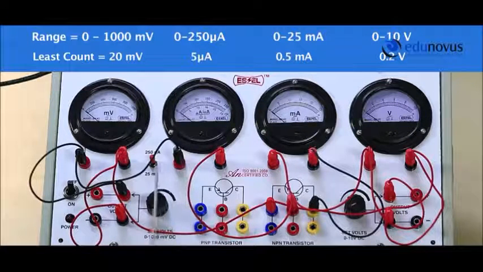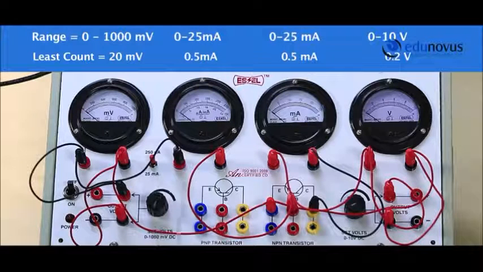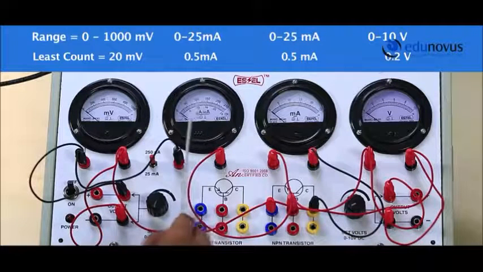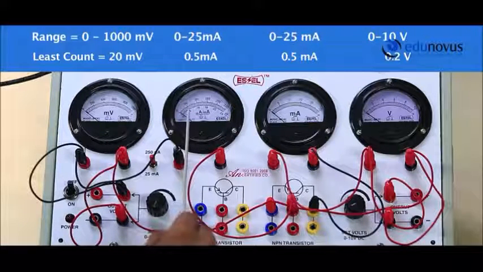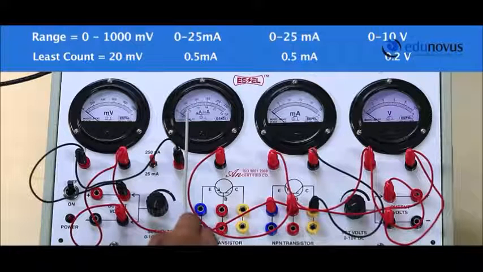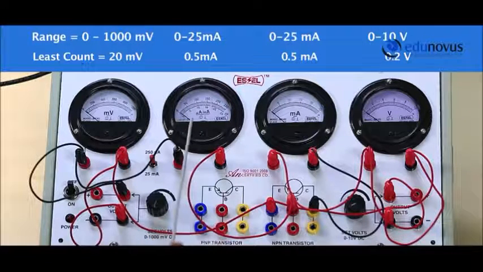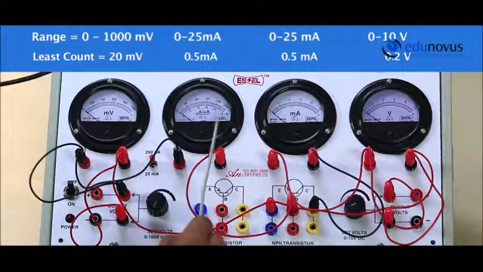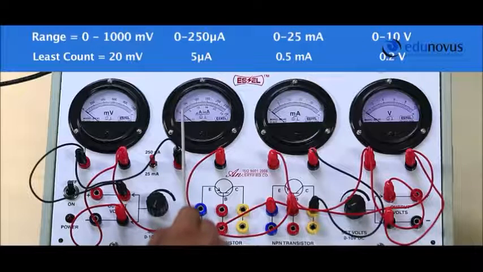If I set the toggle switch to 25 milliamperes, the range of this ammeter will be 0 to 25 milliamperes and its least count then would be 5 milliamperes divided by 10 divisions, which is 0.5 milliamperes. Since this ammeter will be used to measure the base current, which will be in microamperes, this toggle switch is set at 250 microamperes, and so the range will be 250 microamperes and least count will be 50 divided by 10 divisions, which is 5 microamperes.